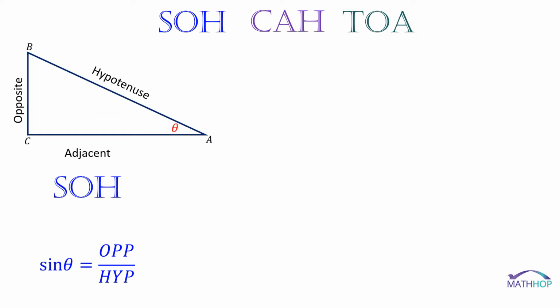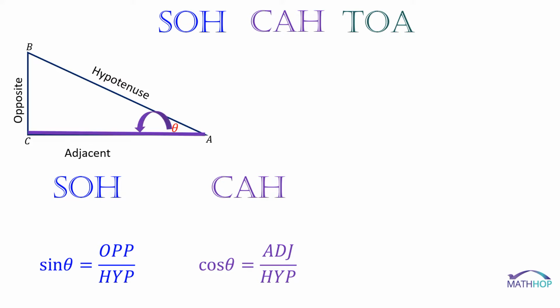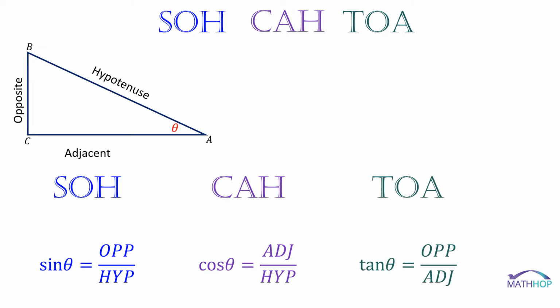Now, CAH is CAH, and it sounds really strange if you have a Boston accent, I'm sure, but I do not. So the C is cosine, and it's equal to the adjacent side length over the hypotenuse. So if you remember CAH, you remember cosine is adjacent over hypotenuse. Okay. Last but not least, I'm sure you figured out TOA.